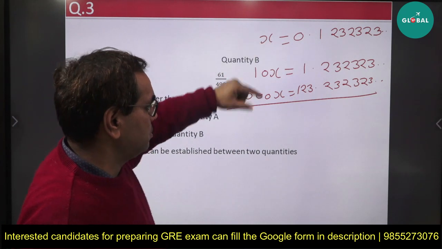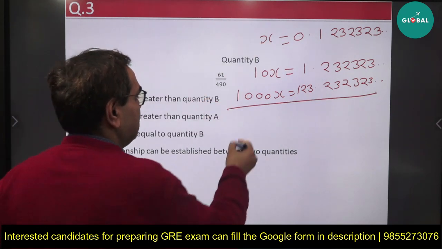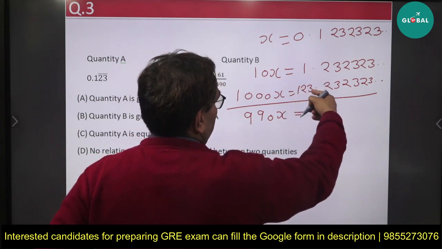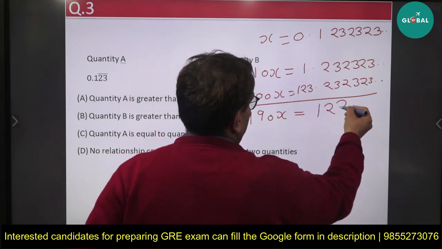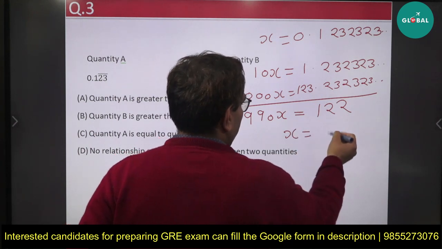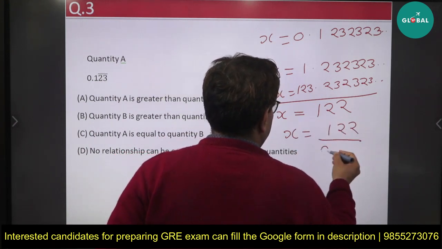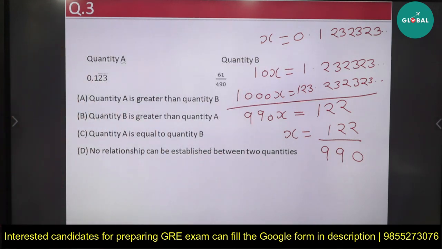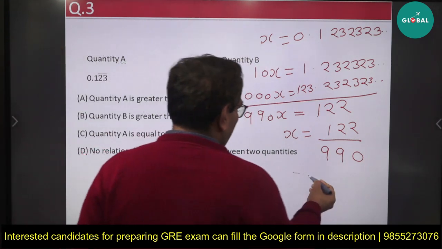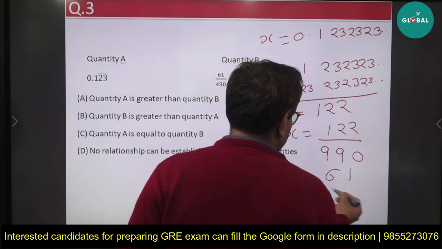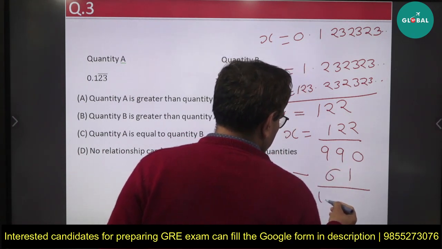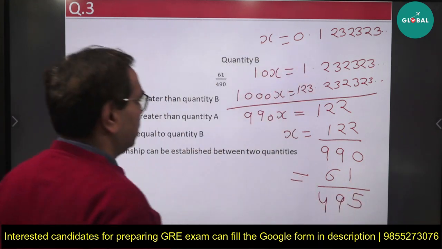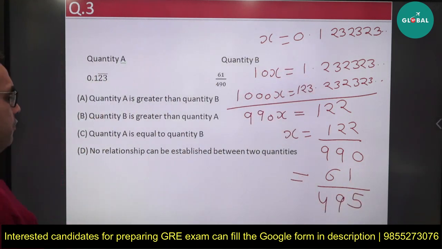Okay, this minus this. So 1000 minus 10, that is 990x, equal to 123 minus 1, that is 122. So x equal to 122 divided by 990. So we can cancel out the common factor. So 61 divided by 495. Okay, this is 61 upon 495.